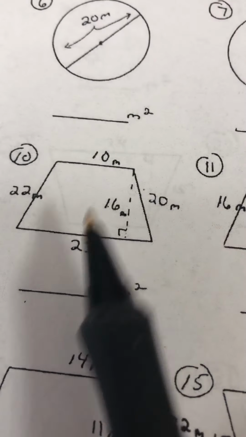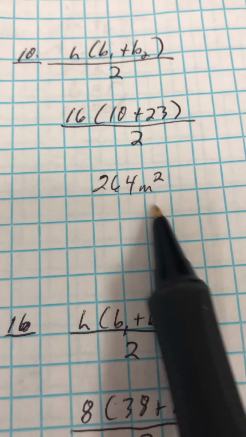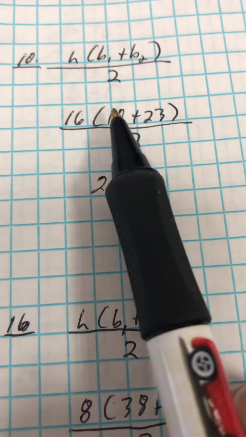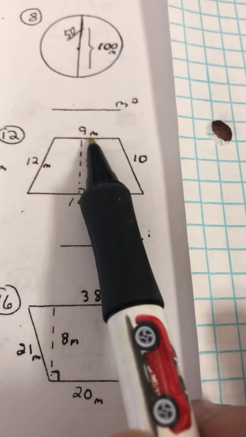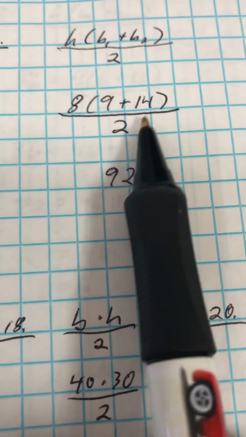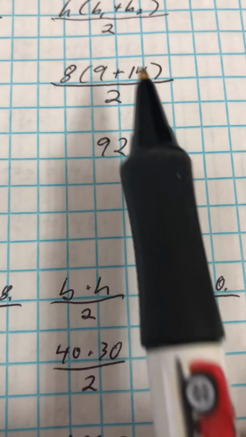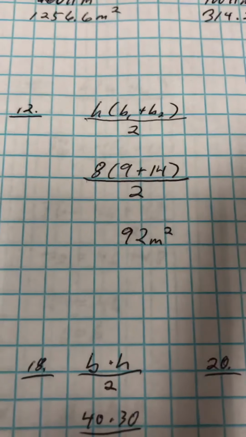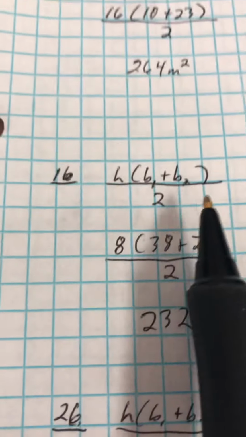All right, number 10, taking a look at this information. We have base 1, base 2, we have height. So base 1, base 2, height, plug it in, and end up with 264 meters squared once you work all this out. Number 12, base 1, base 2, height, and so you're going to take that information. Notice he's giving you extra information in there, that 12 and that 10 we're not going to do anything with, and you get 92 meters squared for number 12. 14 is the same, so try 14 on your own.